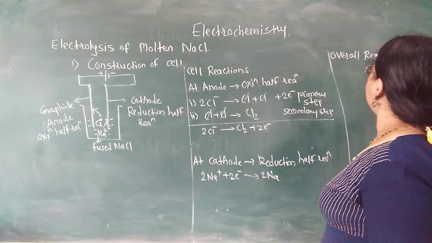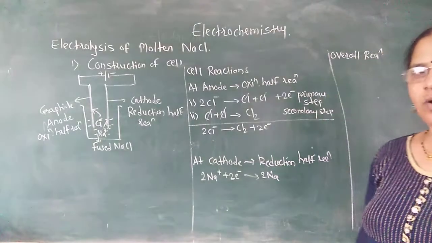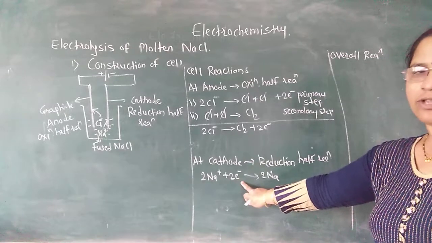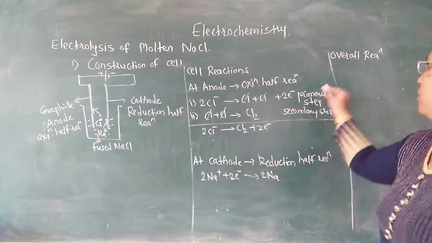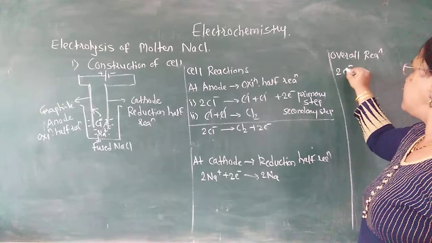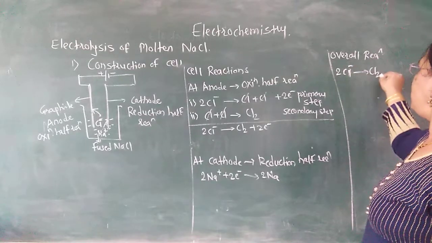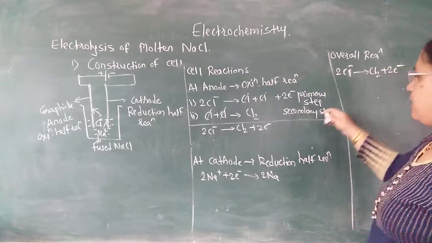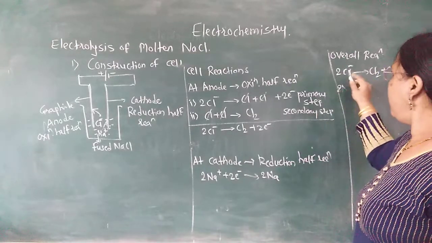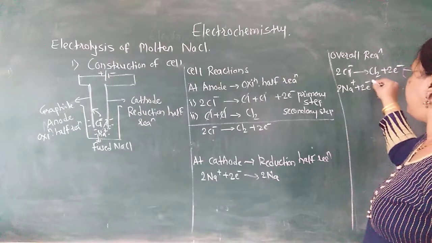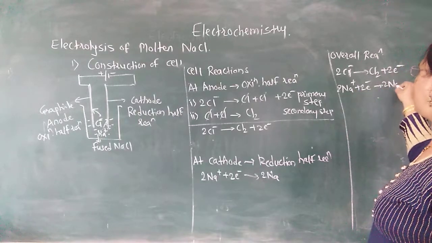What about the overall reaction? This reaction plus the reaction at cathode plus the reaction at anode. So, 2Cl minus gives Cl2 with loss of 2 electrons. And second is 2Na plus, which gains these 2 electrons and is converted to silvery white sodium metal.